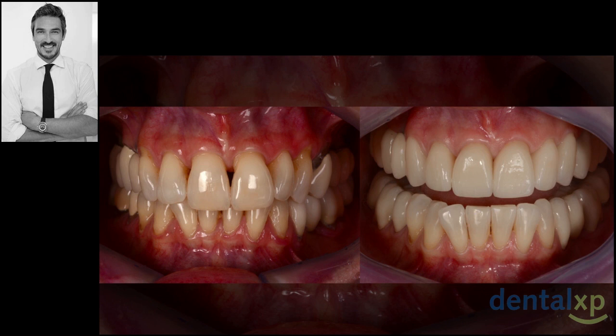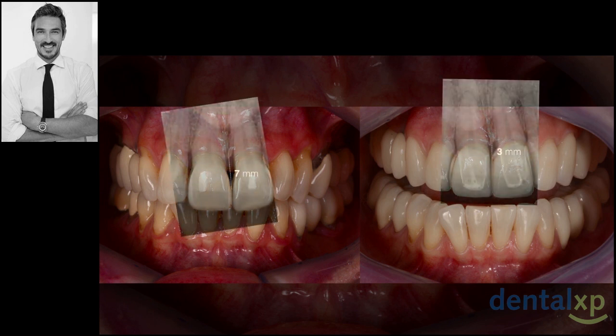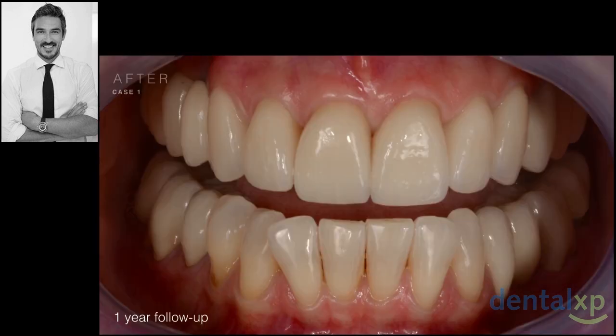So she ended up paying a lot less money, having her smile, which was what she really wanted at the end of the day, a lot faster in only 2 appointments, and she was out the door and happy with her life. So you can see here, the only thing that we did was we lowered the contact point according to the literature. And we've got quite a stable result.